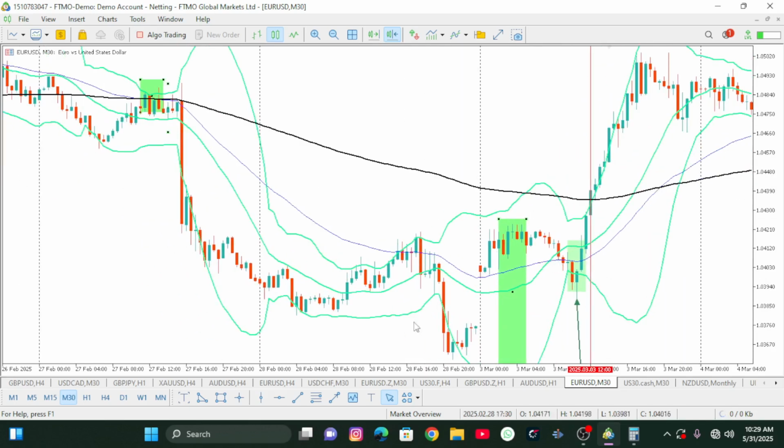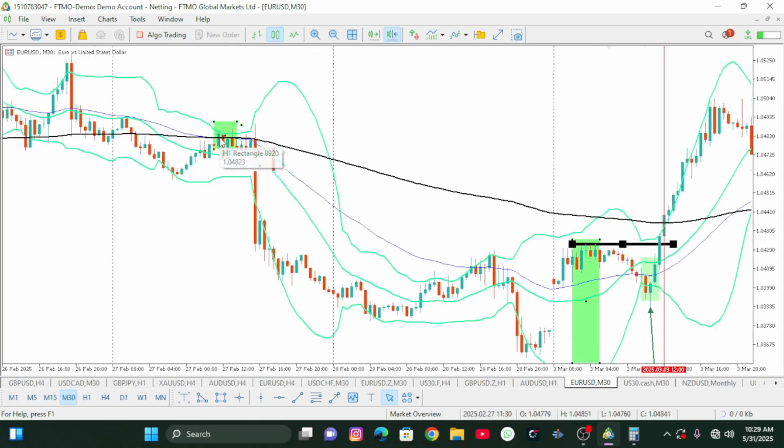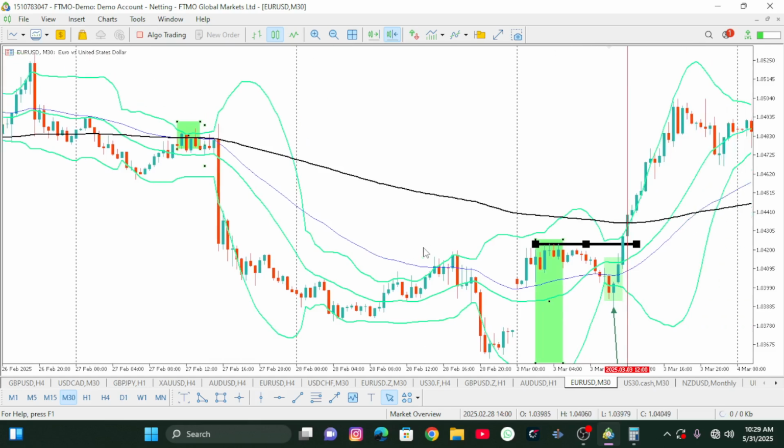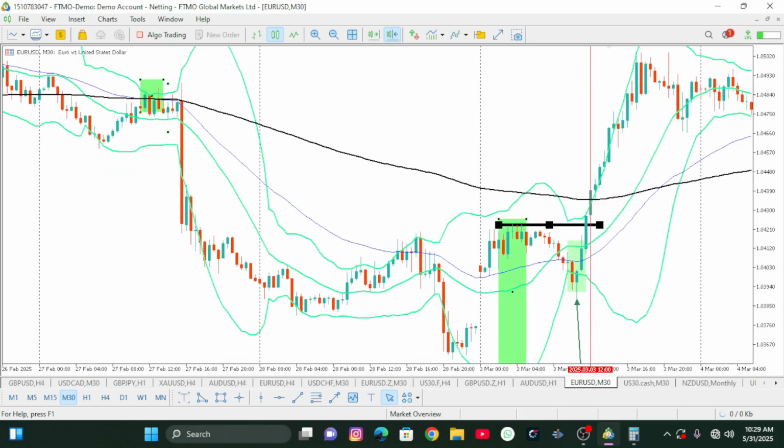First of all, you can see there was a break of structure in this region here. A break of structure is also another confluence you can use, since the price has broken the high of the previous trend, meaning it's making a new high and possibly a new low, as you can see around here.